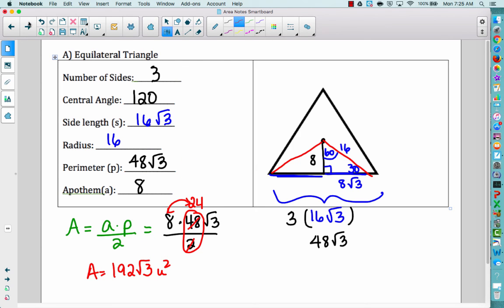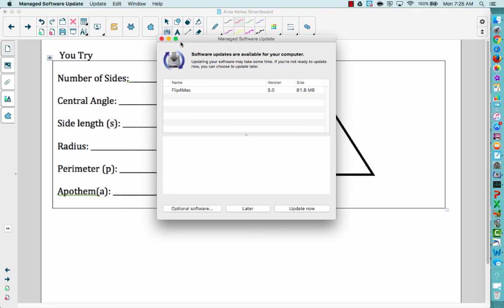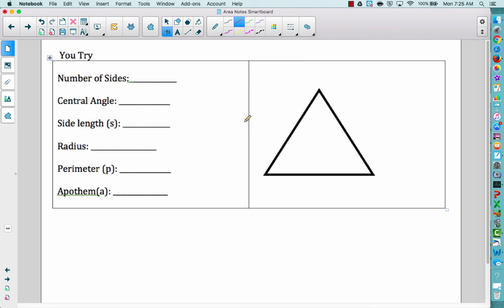Okay, I want you to try one, and then we will review tomorrow in class. So I'm going to give you an equilateral triangle, and go ahead and draw in a radius of 20. I'd like you to calculate all of the information asked for as well as the area. We'll check tomorrow and we'll do some more practice.